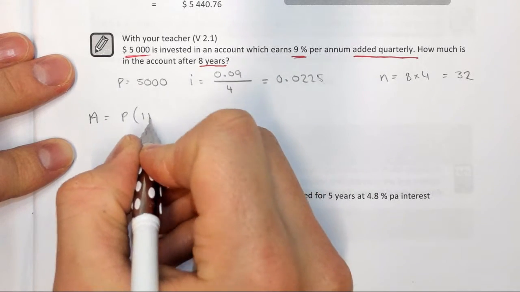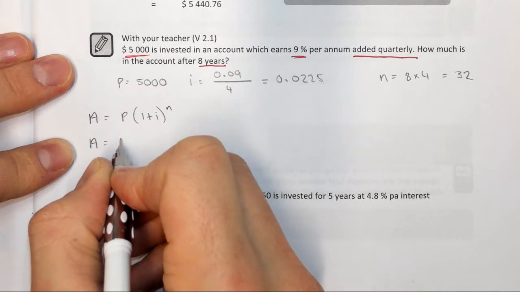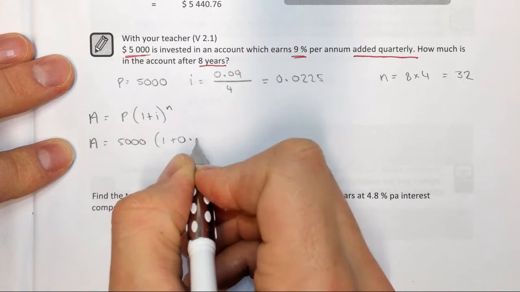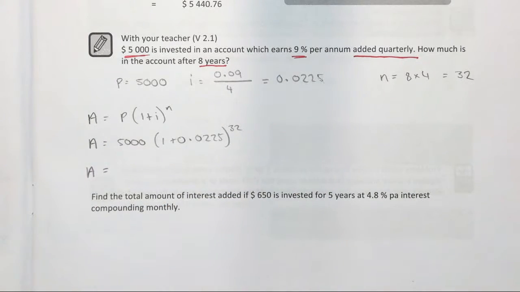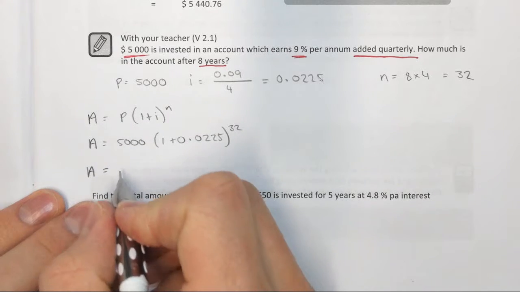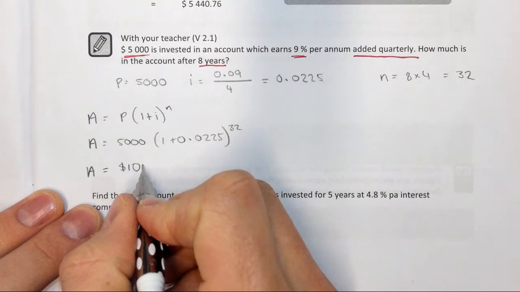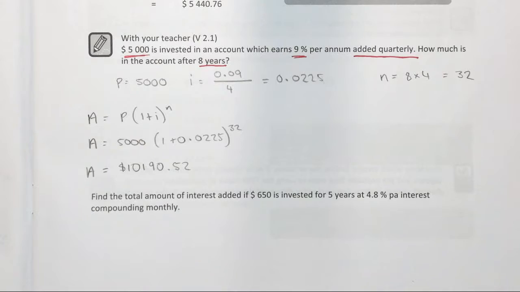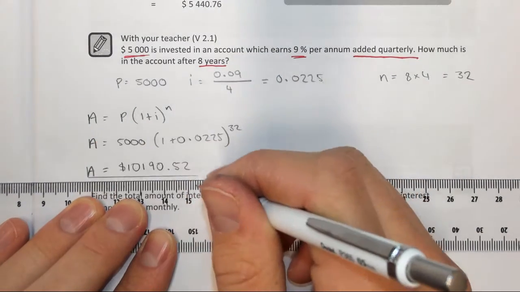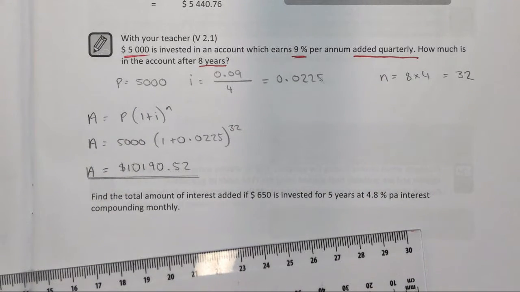So at this point, now we can pop it into our formula. A equals P, then in brackets, 1 plus I to the power of N. And for us, we can just pop in our values here. Is anyone going to answer for me? $10,190 and 52. Excellent. So A gives us the amount that's in the account after those 8 years, and that's what we're asked.